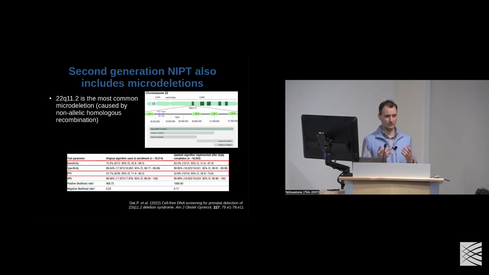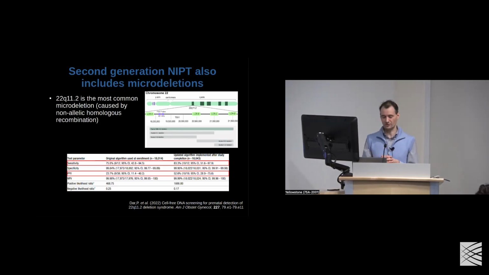It's very prevalent because it's caused by errors in meiosis due to homology between regions of chromosome 22. And there was a lot of improvement over the years on this. The problem with 22q11 is that it's a very small segment. It's like 10 times smaller than chromosome 21, so only 0.1% of the DNA comes from that region.